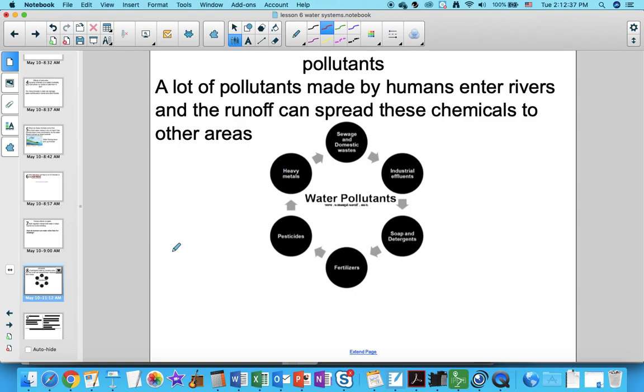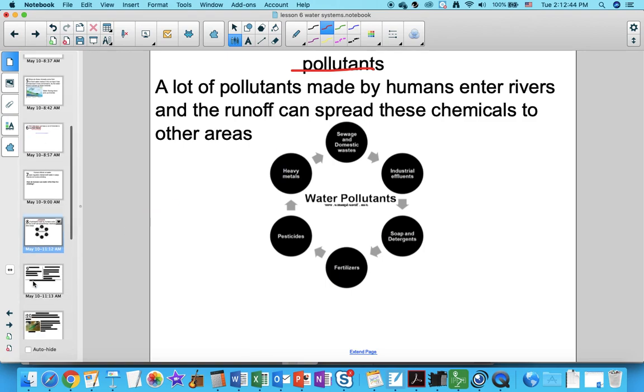So we use water in many different ways, and those ways can result in adding pollutants to that water, and those pollutants can flow back into the oceans and rivers.